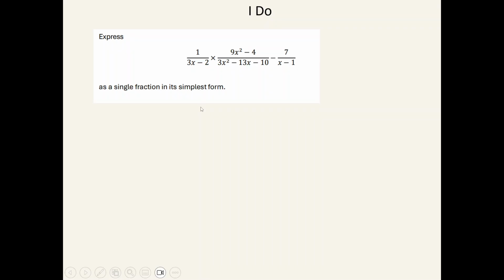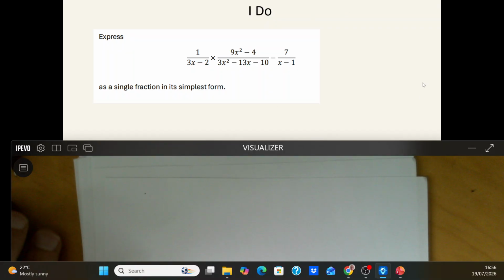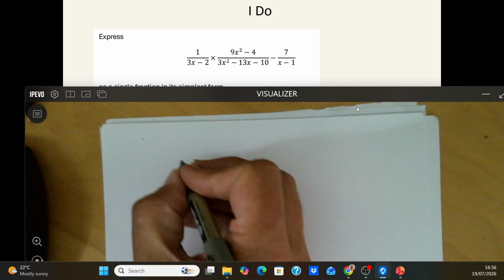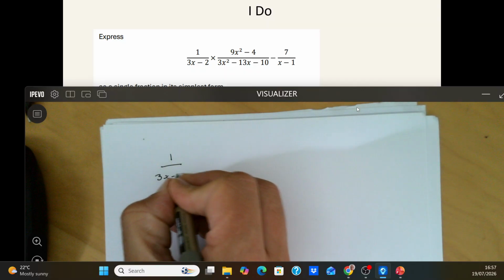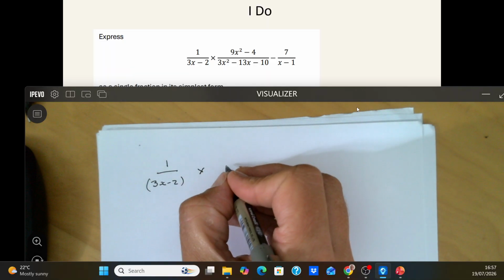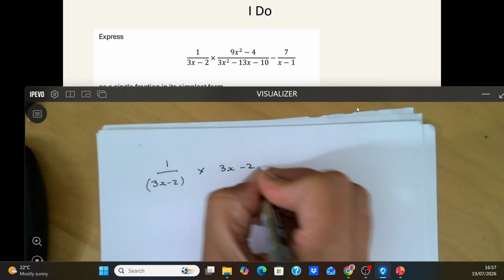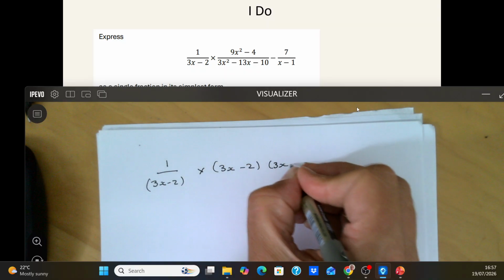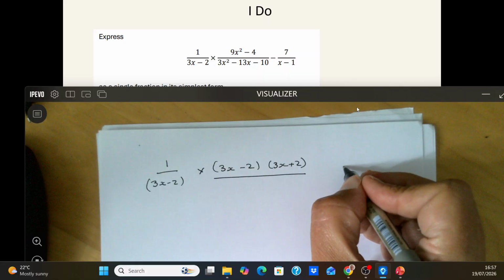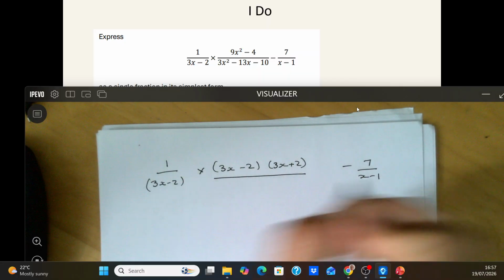Right, so there we have: express this in its simplest form. Looking at that immediately, I can see that it's going to factorise in bits. So I've got 1 over 3x minus 2, I'll leave that as it is, times by, that is difference of two squares, 3x minus 2, 3x plus 2. Well, I can see that's going to cancel. I'll leave that over here, I'm not going to worry about that just yet.